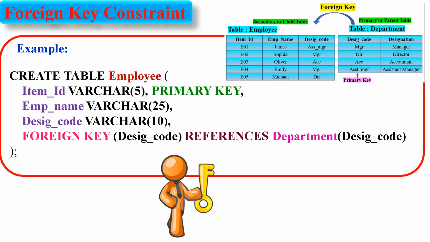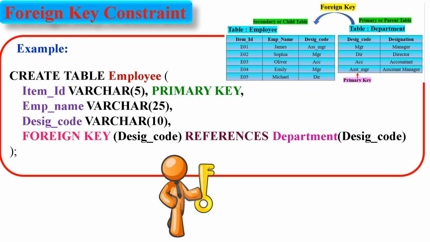In this SQL statement, item_id is the primary key in the employee table. emp_name is an attribute for the employee's name. dsig_code is a column in the employee table that you want to create as a foreign key. The foreign key constraint is used to specify that the dsig_code column in the employee table is a foreign key. It references the dsig_code column in the department table.